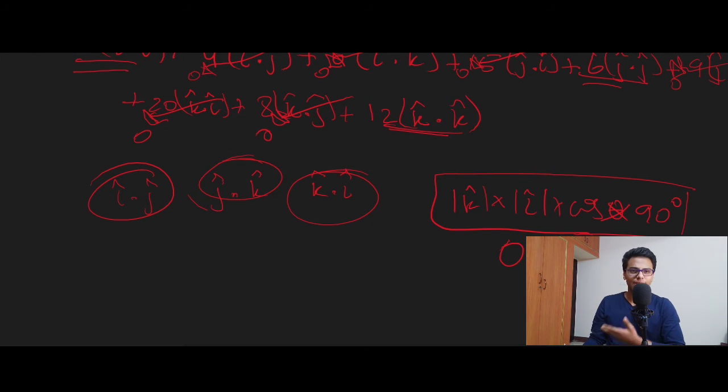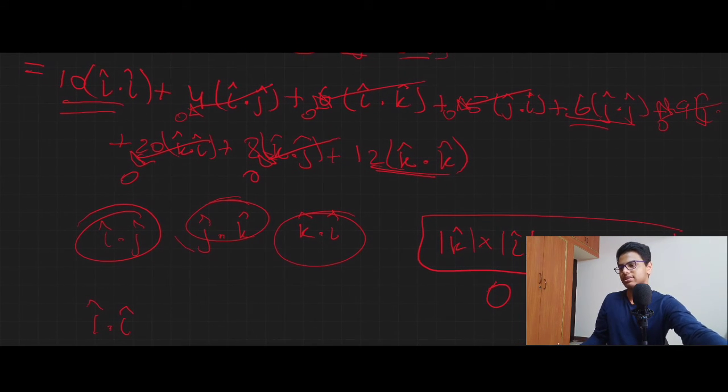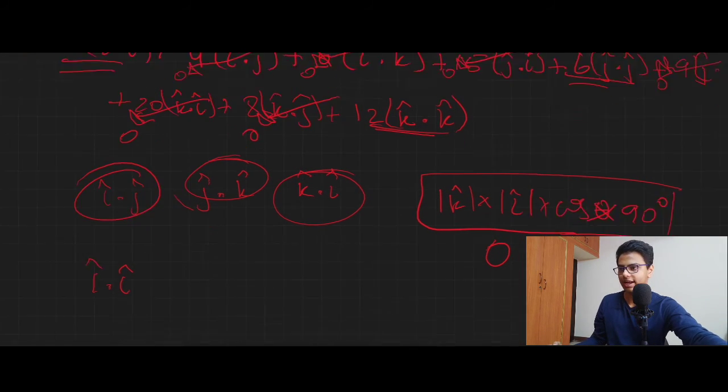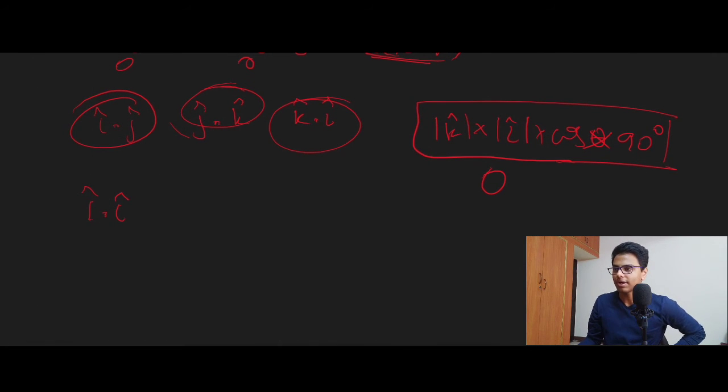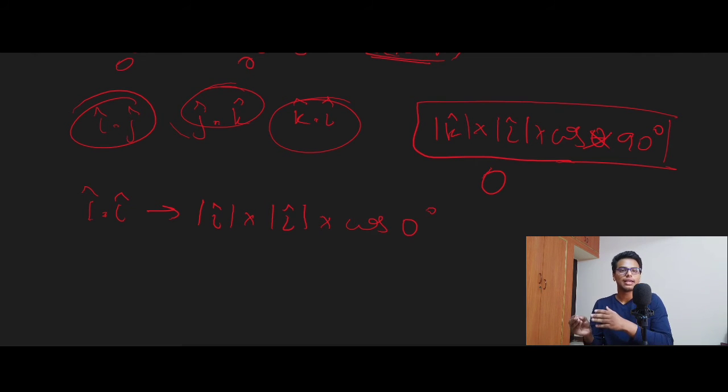Now what is I dot I, j dot j, or k dot k, right? Let me just take I dot I. I'm pretty sure you'll figure it out for j dot j and k dot k. Let me just scroll this down so that you guys can see. All right, so when we talk about I dot I, this is basically mod I vector times mod I vector into cos of 0 degrees, because I cap is in the same direction as I cap. So the angle between the two vectors is 0 degrees.